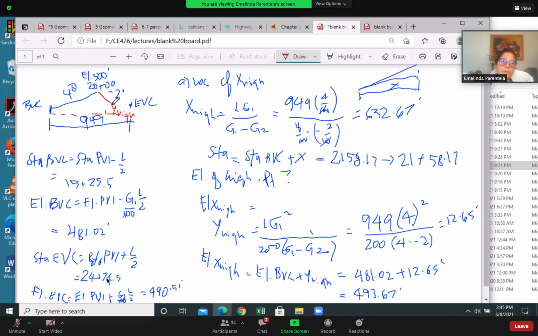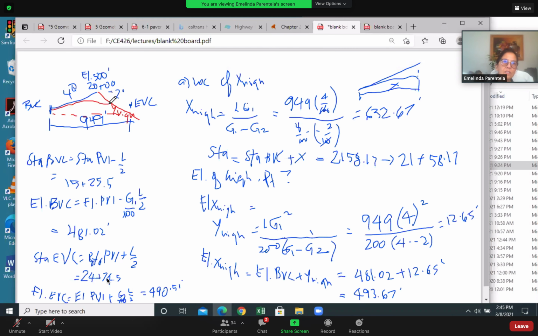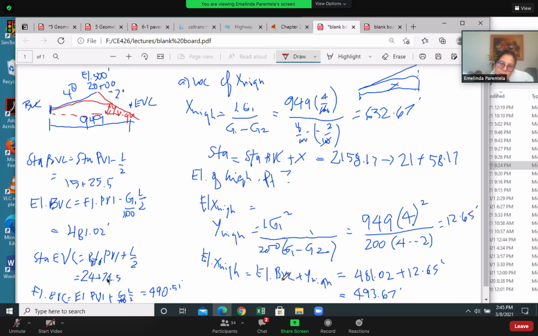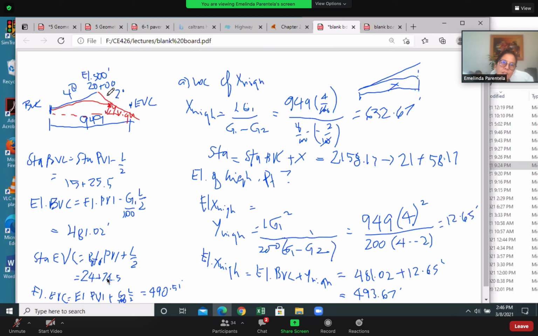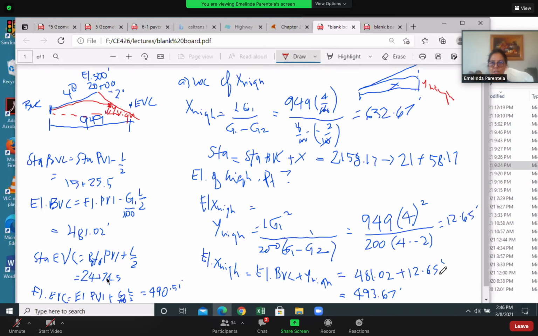Okay. So anyway, that's how you determine your Y high. So Y high is this point, and that's 12.65. So the elevation of the BVC plus Y high will give you the elevation of the highest point on the curve. So we're talking about the curve, not the tangent. Again, elevation of the BVC plus Y high will give you the elevation of the highest point of the curve. Is there any question on this one?